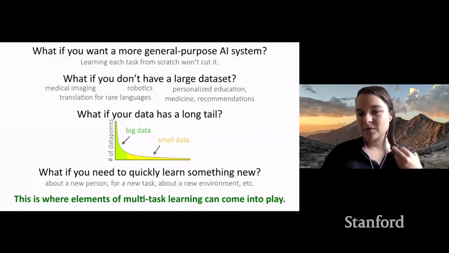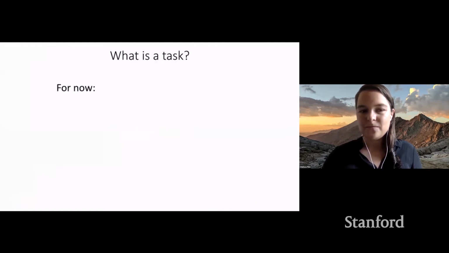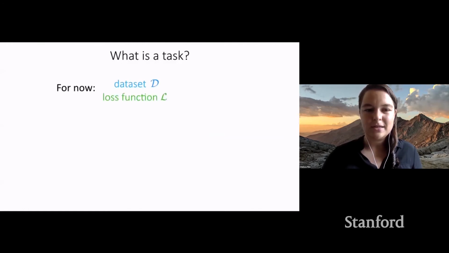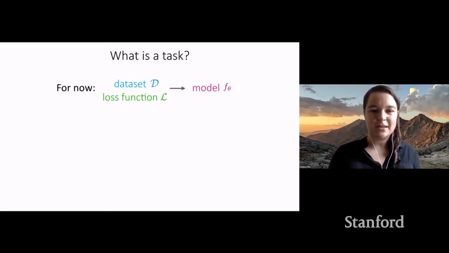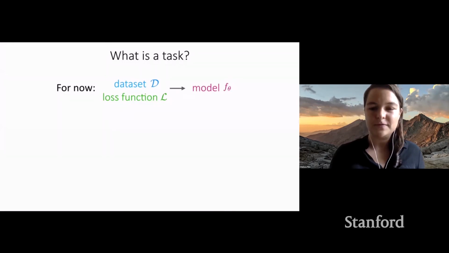Cool. So what is a task? And also what is multitask learning? So for now, a task is going to be a data set and a loss function where you want to produce a model. So your task is, given a data set and a loss function, you want to produce a model that does well, that minimizes that loss function on that data set.